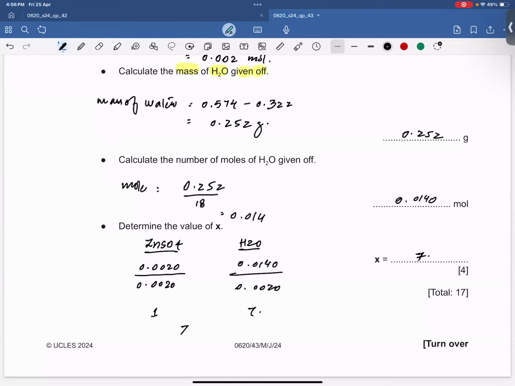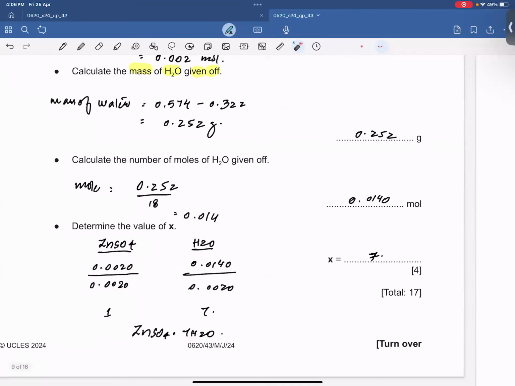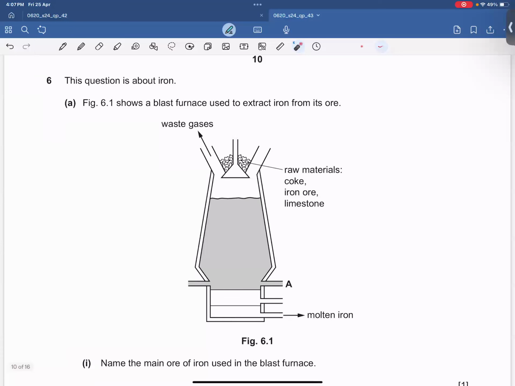Okay. So this is going to be ZnSO4.7H2O. So the value of X is going to be 7. So 0.0020 is the lower value as compared to the other one, which is why I have to divide on both sides. So I'll get a 1:7 ratio. So the value of X is 7. Okay. Let's move on to the next question.